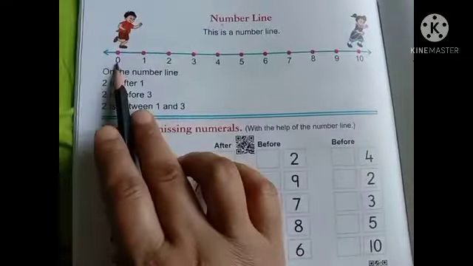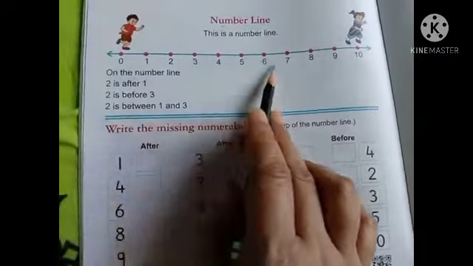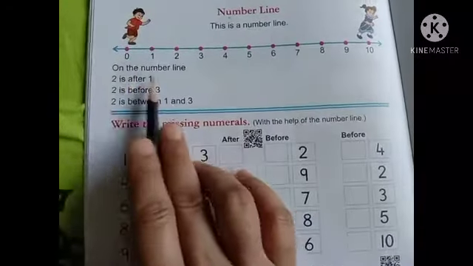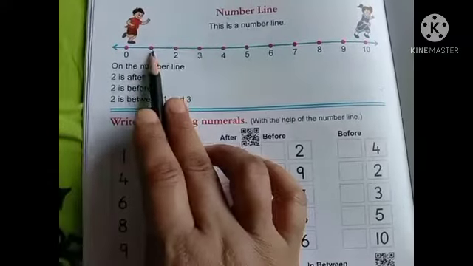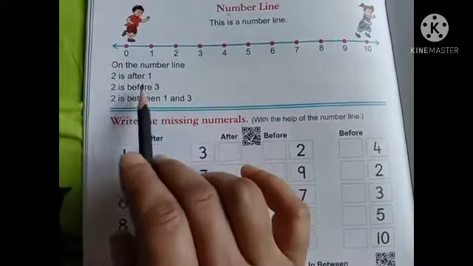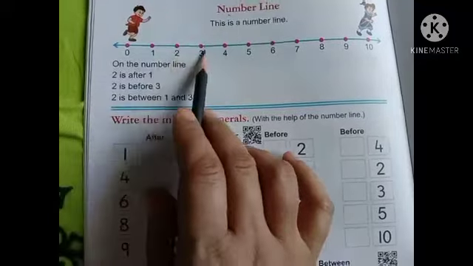What is number line? See here, some numbers are written on this line. On the number line, 2 is after 1. 2 is before 3.